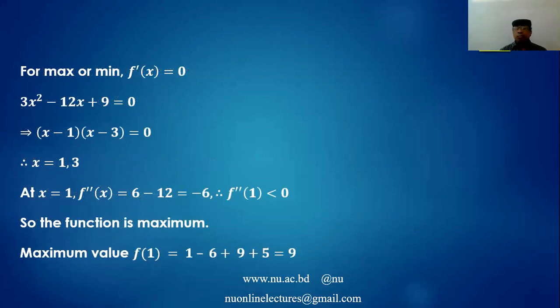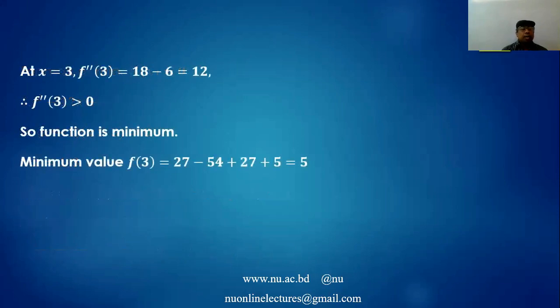So we have another value for x. If we test it, x equal to 3, we substitute into the second derivative again and see whether it is less than 0 or greater than 0. Substituting 3, we get 18 minus 6 equal to 12. So plus 12, that's why it is greater than 0. So f double prime of 3 is greater than 0.